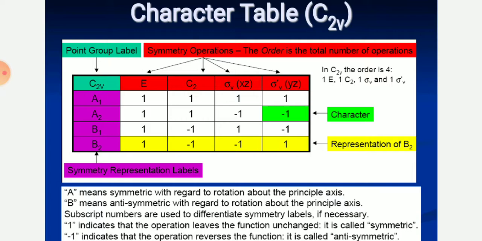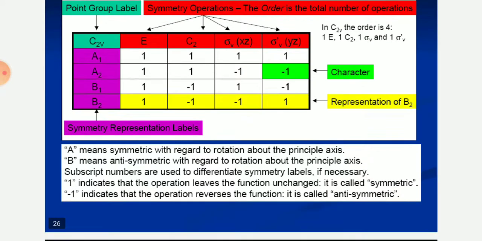Now what is the A, B and 1 and minus 1? Okay, so A means symmetric with regard to the rotation about the principal axis. B means anti-symmetric with regard to the rotation about the principal axis. Subscript number 1, and what is the subscript number 1? Okay, so subscript numbers are used to define the symmetry label if necessary.